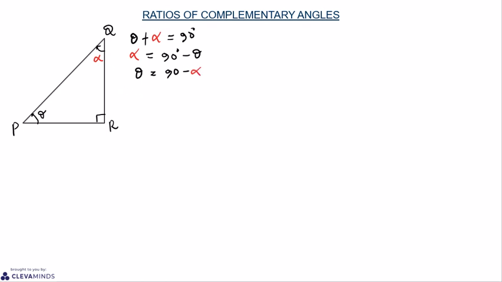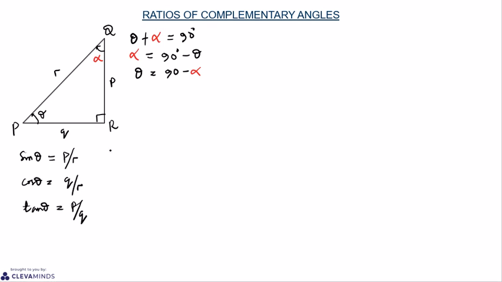Now, using our knowledge of basic trigonometric ratios, let's find sine theta. Given that this side is small q, this is small p, and this is small r, sine theta will give us small p ratio r. Then cos theta will give us small q ratio r. Then tan theta will give us small p ratio q.